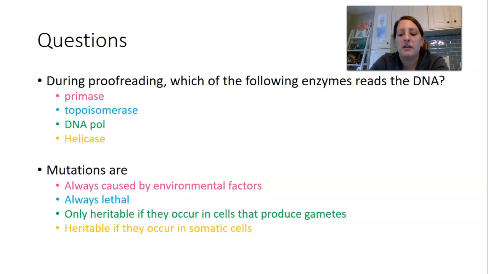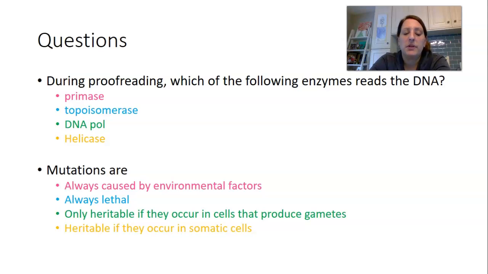Okay, remember, proofreading is part of fixing mistakes, finding and fixing mistakes. That would be DNA polymerase, right? Helicase is involved in DNA replication or transcription, right? It's going to unwind the DNA. Primase is involved in laying down that RNA primer during DNA replication. And topoisomerase is the enzyme responsible for preventing supercoiling. Okay? But DNA polymerase, and there are multiple DNA polymerase enzymes, but DNA polymerase is involved in laying down new DNA bases and also involved in DNA proofreading.